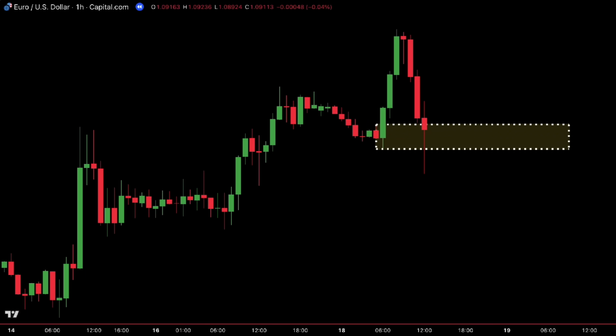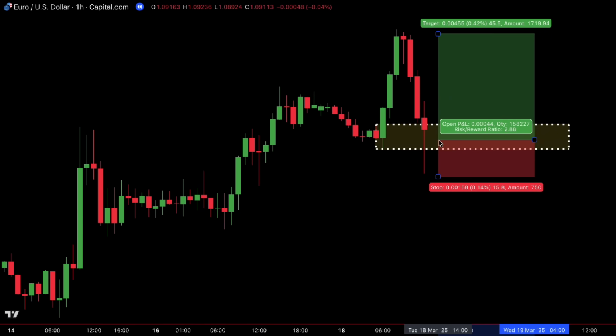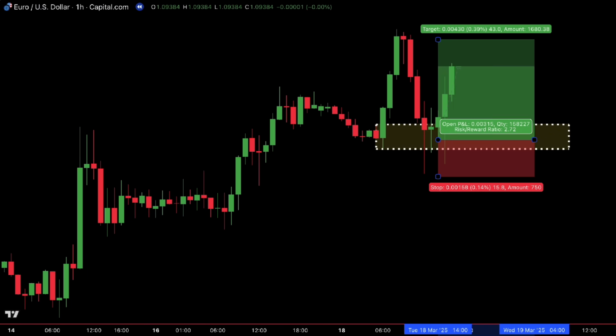With that confirmation, we go back to the 1-hour chart and set up the trade. Entry inside the order block zone to achieve a favorable reward to risk ratio. Stop loss just below the wick of the order block. Target set for a 2-to-1 reward to risk ratio. From here, it's just a matter of letting the trade play out. Price respects the order block, pushes higher, and eventually hits our target, giving us a clean 2-to-1 trade.